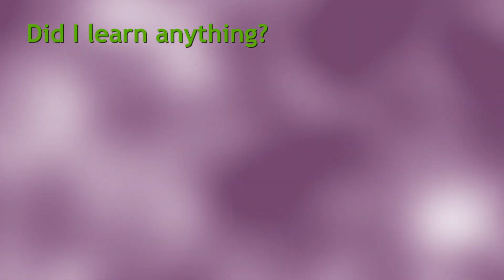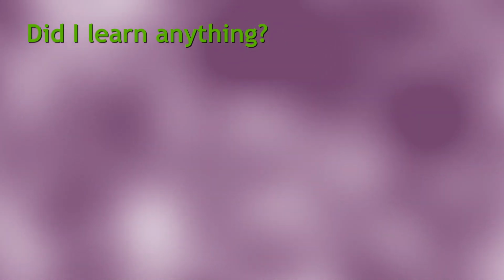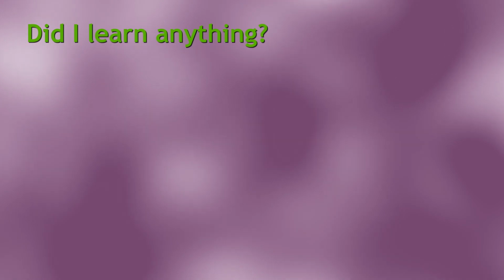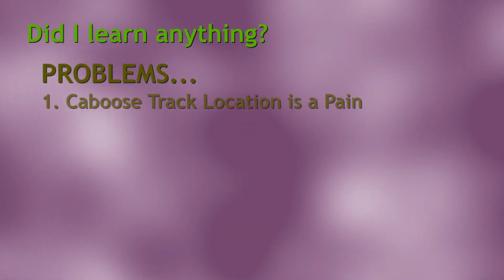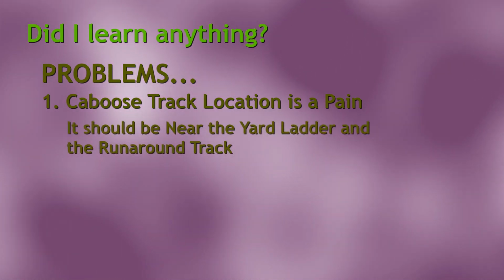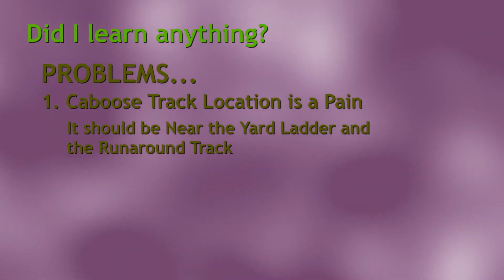So, what did I learn in this first operation test of the yard? 2 main things, both of which I alluded to during the video. First, the caboose track is very inconveniently placed. It should be off the runaround track, not way down at the far end of the yard off the AD track.